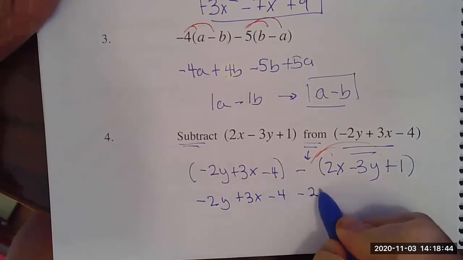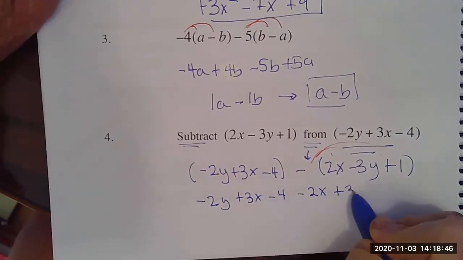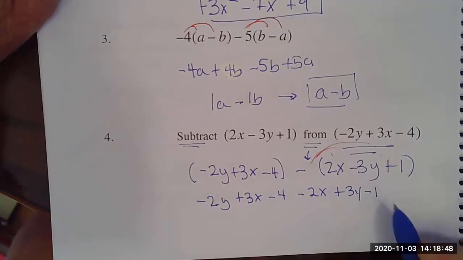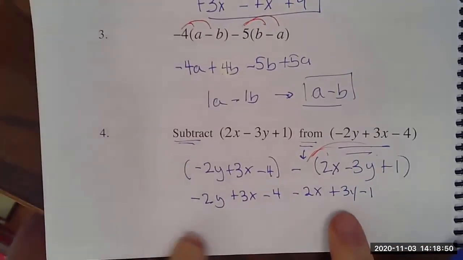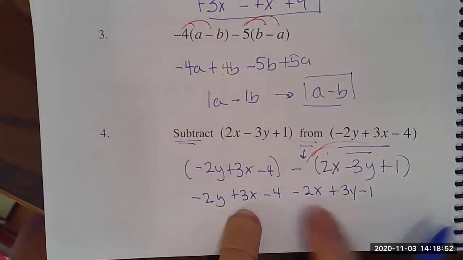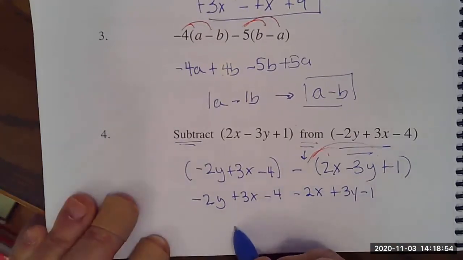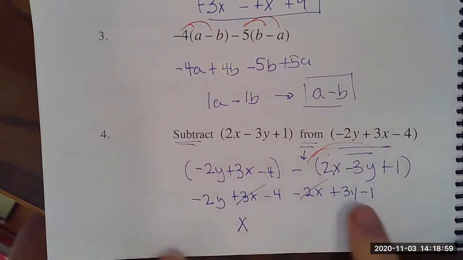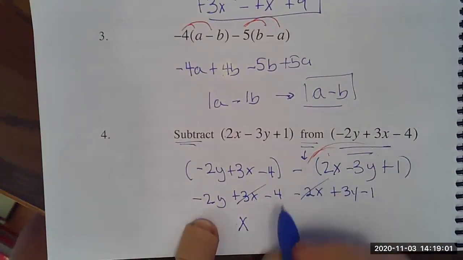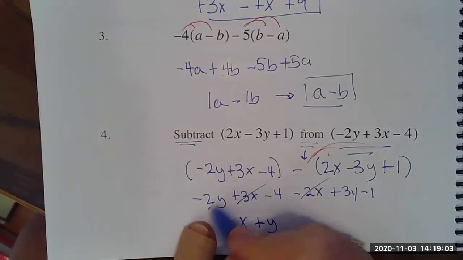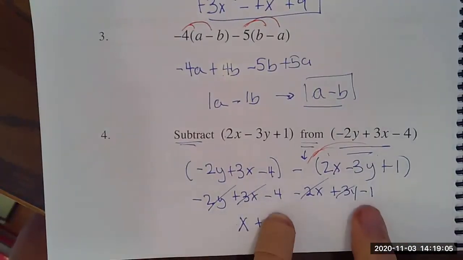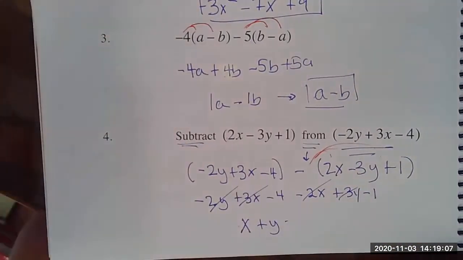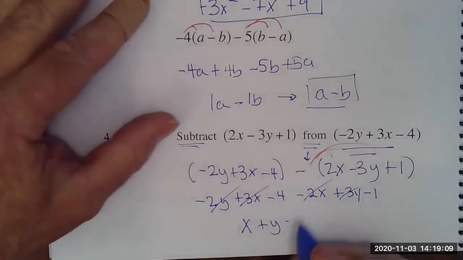You get minus 2x plus 3y, subtract 1, and combine like terms. So let's see, these go away. This is 1x, or just plain old x. Plain old y. -5 subtract 1 is, I said that wrong. -4 subtract 1 is -5.